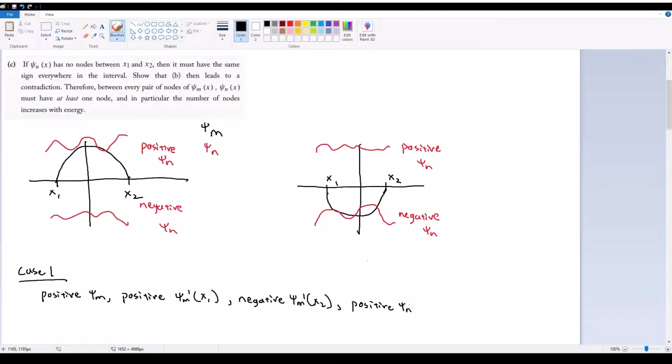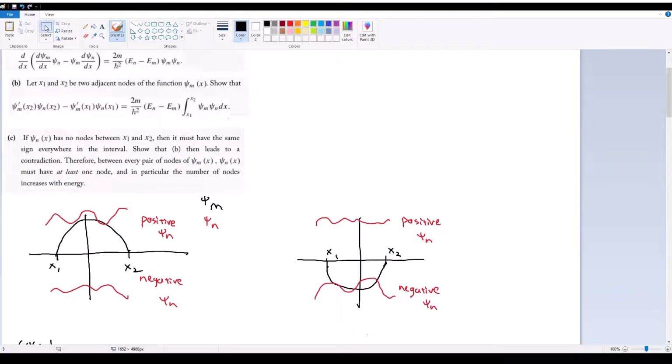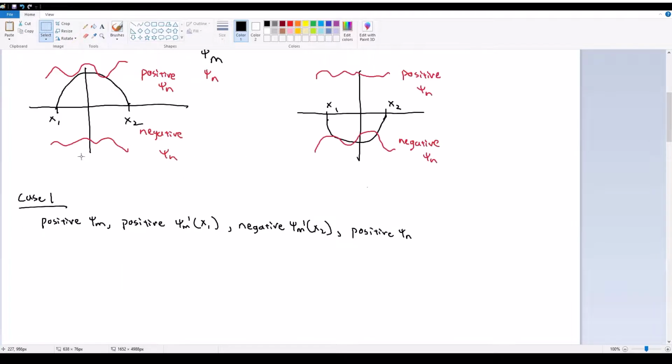ψn. So let's take this expression and see what happens to it. This is a positive term. ψn is a positive term. Or sorry, my apologies, that's ψm prime at x2. So ψm prime at x2 is negative. This is a positive. ψm prime at x1 is going to be a positive. ψn is always a positive.